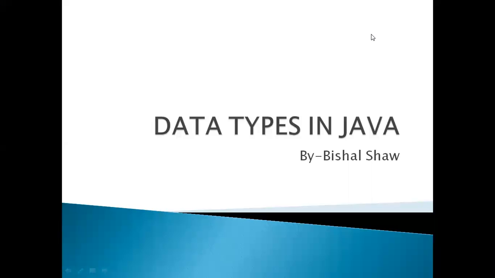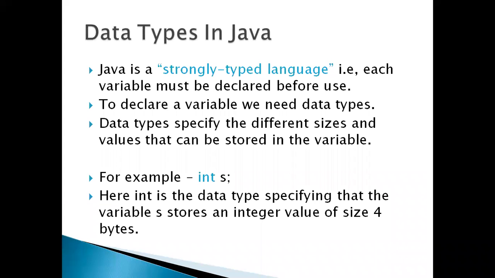So good morning class. Today we are going to learn about data types in Java. As you all know, Java is a strongly typed language. That is, each variable must be declared before use. To declare a variable, we need two things. One is definitely the name of the variable and the other thing is the data type.